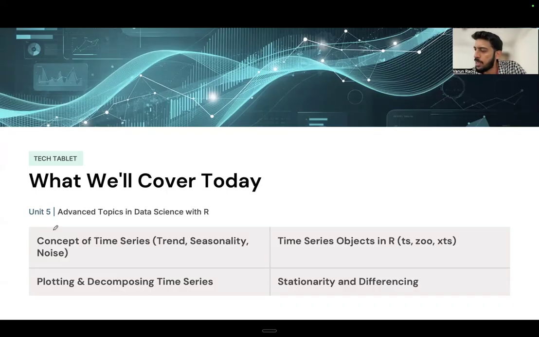The first topic would be the concept of time series. The second topic that we would be discussing would be time series objects in R, which is majorly discussing what are the different types in which time series is consumed. The third one is majorly for understanding what is decomposition of time series and what is plotting. How do we plot? And finally, the last topic that we have is stationarity and differencing, right?